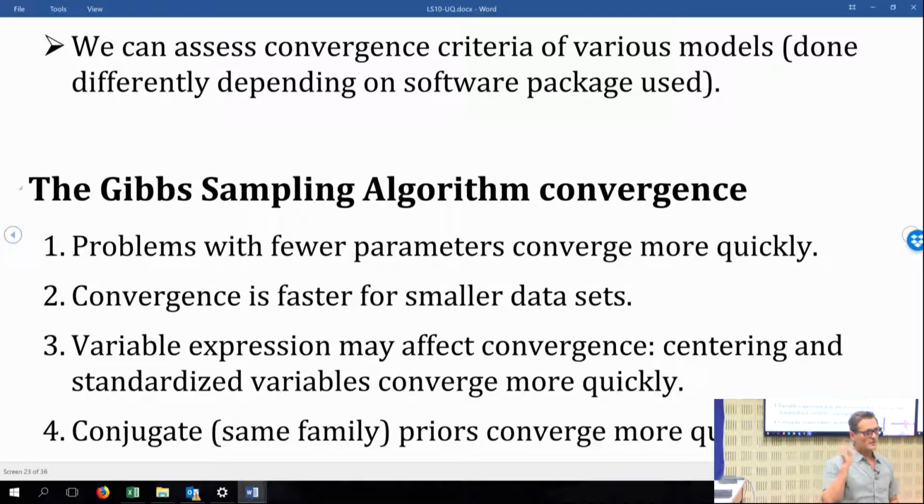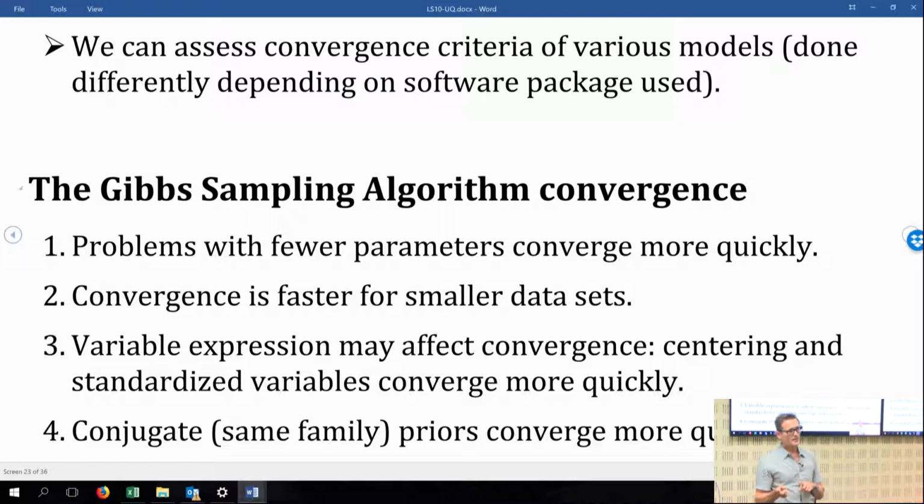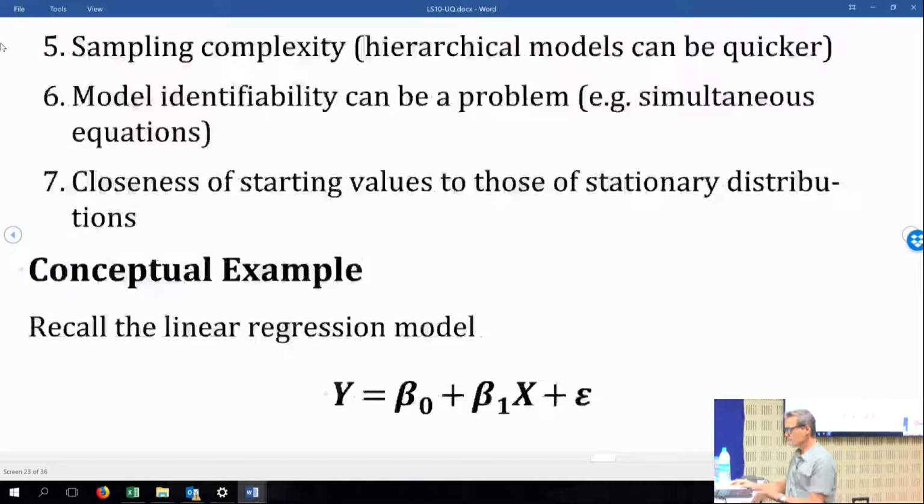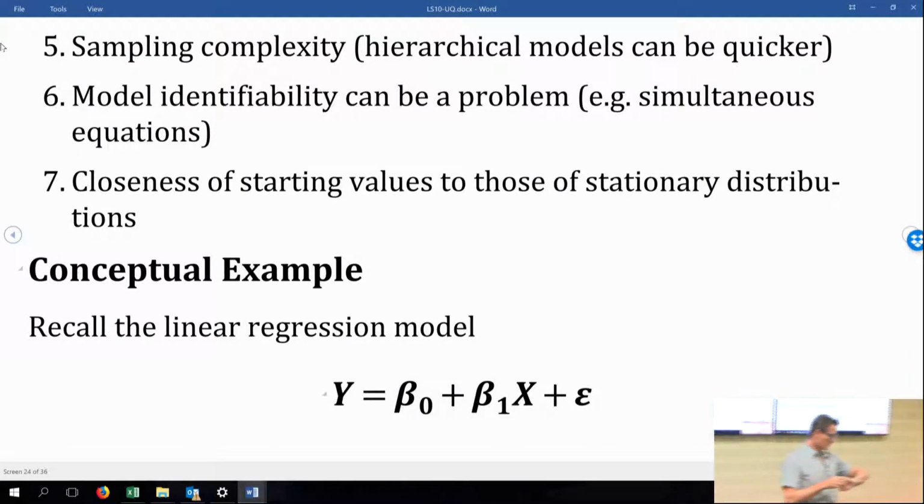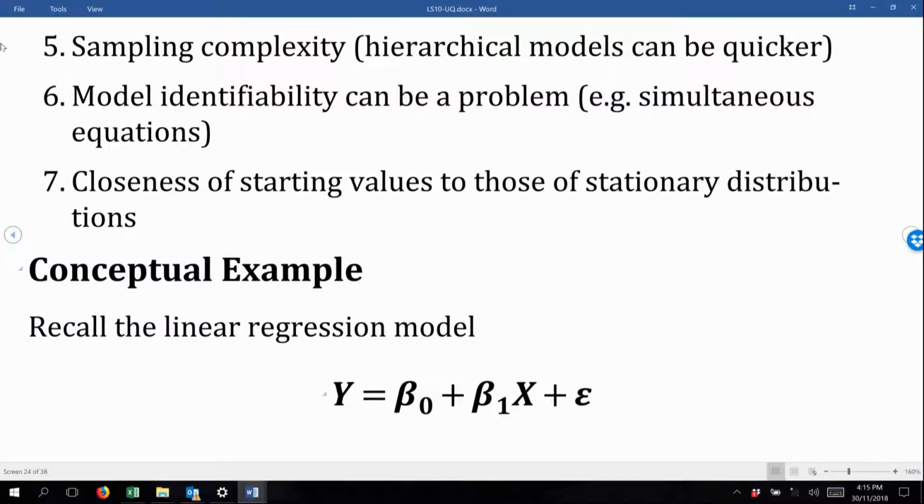But so that gives you a sense of the kind of computational stuff going on for complicated models, because we were having to draw from these distributions, and it takes a lot of time, or it can. So let me walk you through a conceptual example. So this is really clear, and then I'll show you an example of the output of one of these. So here's the linear regression model.